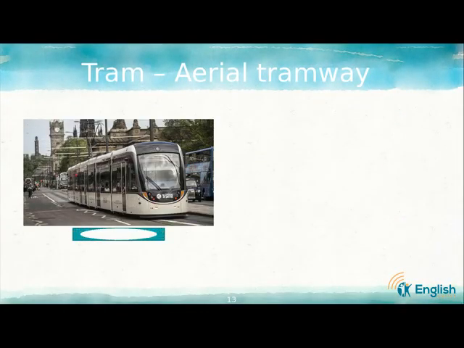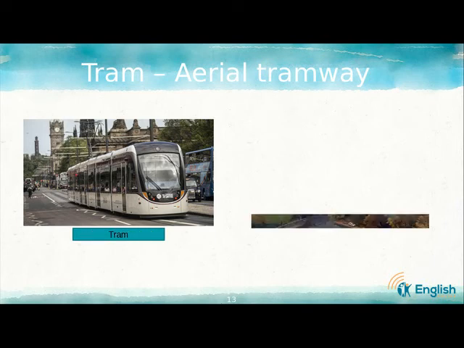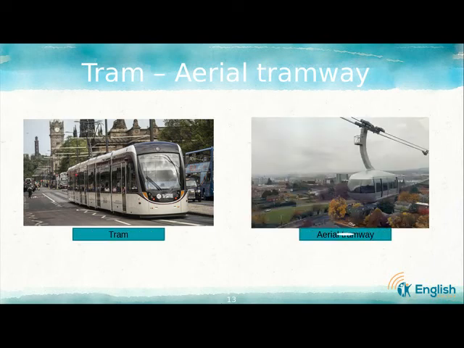Tram, tram. Aerial tram or aerial tramway. What are the differences between a tram and an aerial tramway? The most obvious difference is that a tram runs on a road, whereas an aerial tramway operates in the sky along a line that is stretched between two destinations.